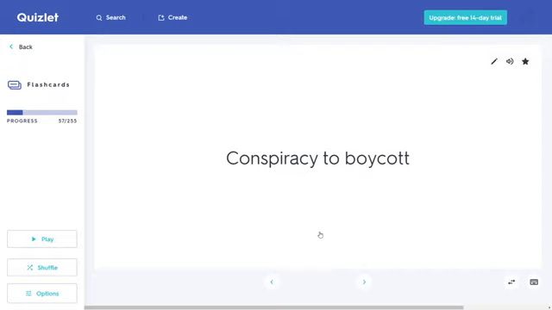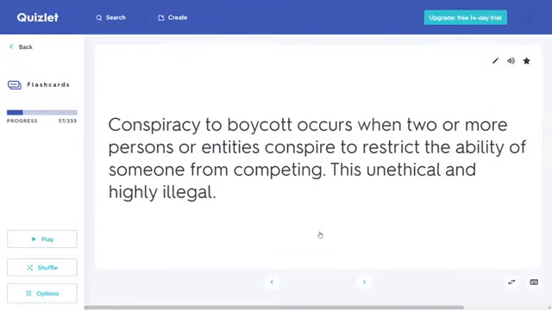Hopefully. When you hear this, think of antitrust laws. Conspiracy to boycott occurs when two or more persons or entities conspire to restrict the ability of someone from competing. This is unethical and highly illegal. And I guess I would put, if I had my little notes, in parentheses, antitrust laws. Antitrust laws developed and defined this term and made it illegal.